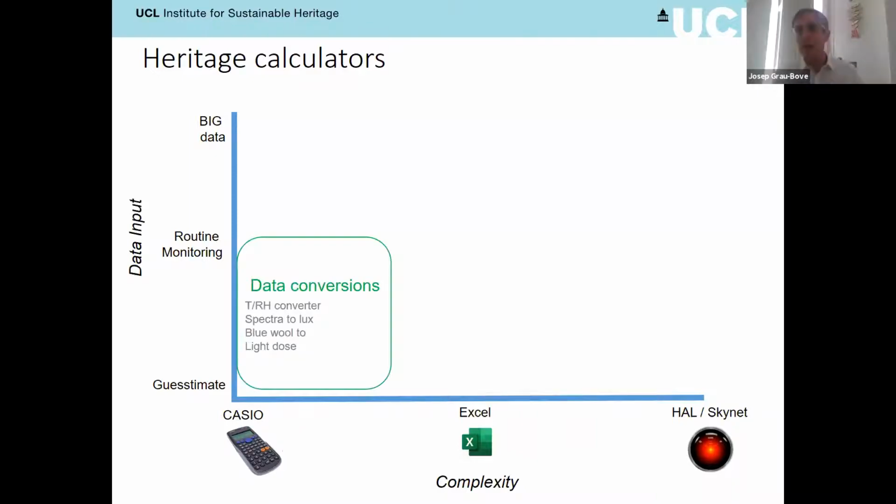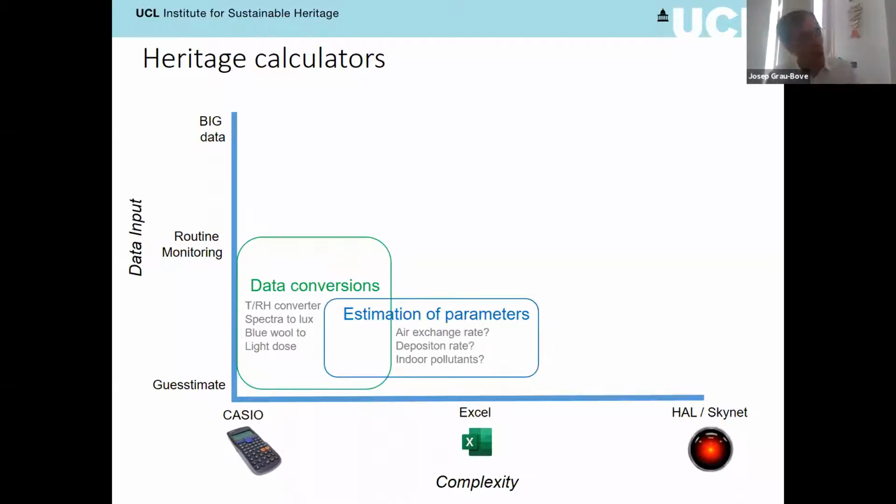At the beginning, we have simple tools for data conversion. So things where you put temperature and humidity and it gives you absolute humidity, where you put a spectra and it gives you lux, or you put, for example, a faded blue wool and it gives you the dose of light. These kinds of things are simple calculators that don't require much computational capacity.